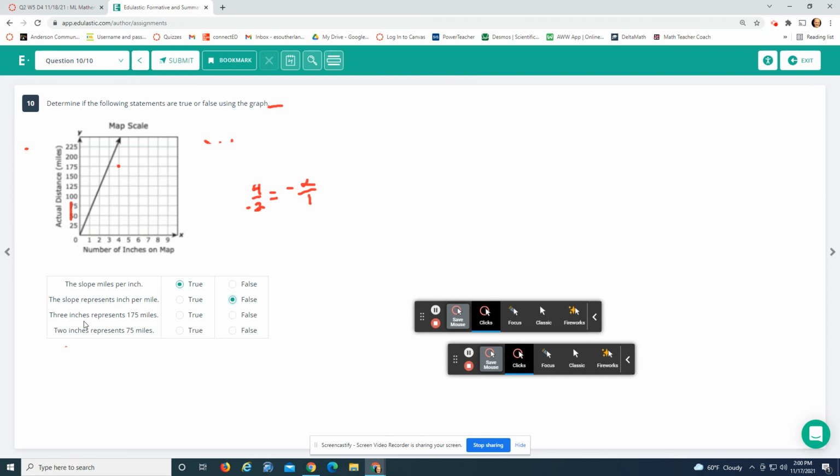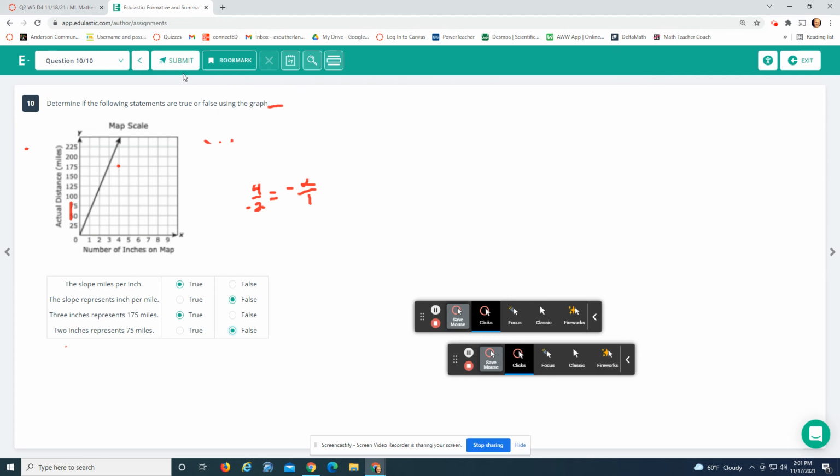3 inches represents 175 miles. We'll go to 3, follow it up the line, and straight across. You'll see that that is true. Then it says 2 inches represents 75 miles. We'll go to 2, go straight up. You can see that that is false. And that would be completed.